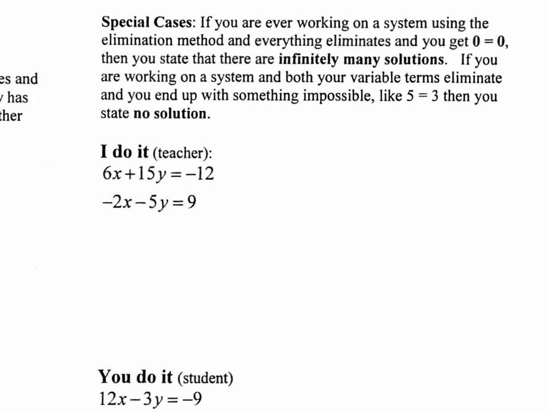If you're working on a system with the elimination method and you get something that's always true, like 0 equals 0, just like before, when something's always true, you get infinitely many solutions. If you end up with something that's impossible, like 5 equals 3, then you say no solution. Just like before, guys, when we did substitution, same thing. If everything cancels out and you end up with something that's always true, it's infinitely many solutions. If everything cancels out and you end up with something that's impossible, you say no solution.